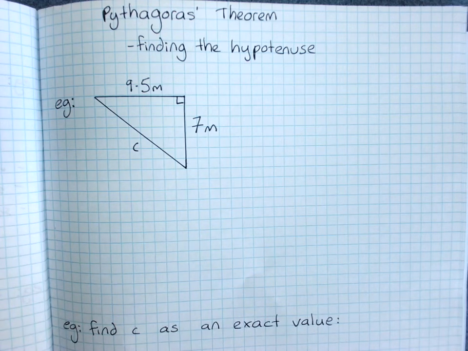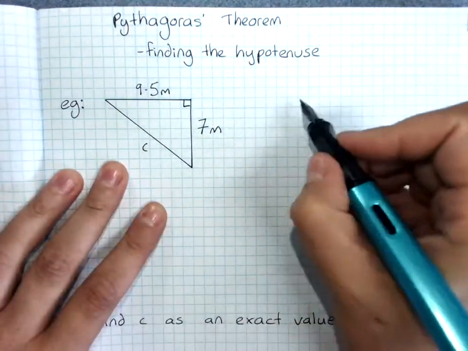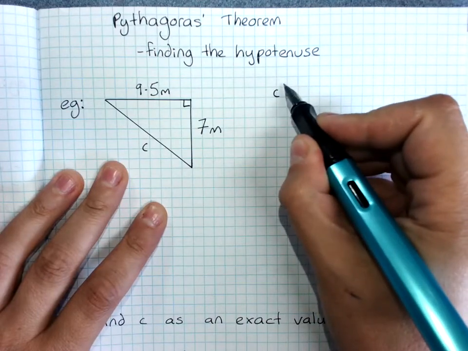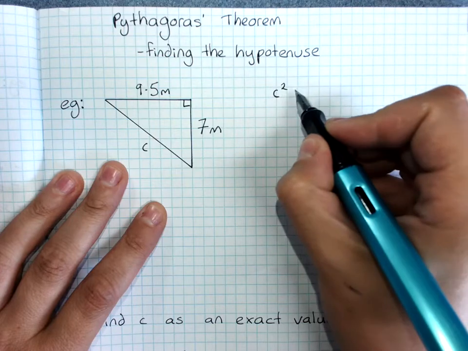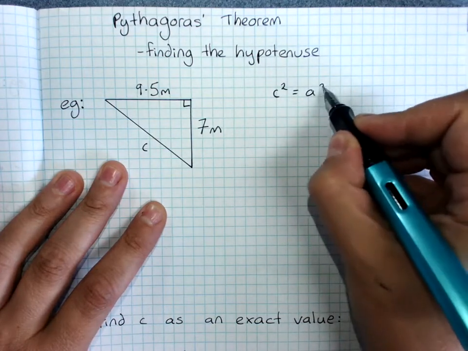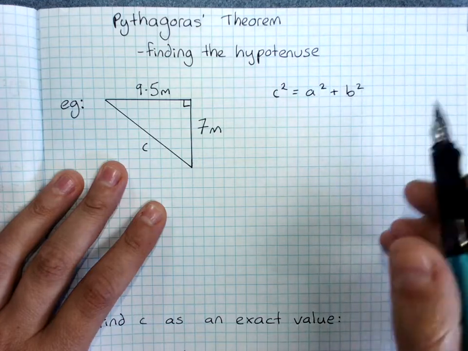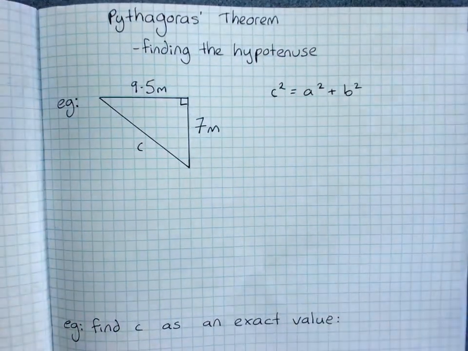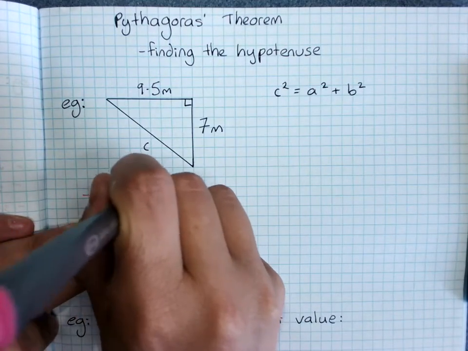Pythagoras' theorem, finding the hypotenuse. Our first use of Pythagoras' theorem is finding the longest side, the hypotenuse. Anytime we have any problem that has a formula associated with it, we write the formula to start off with. C squared equals A squared plus B squared. So just, if you need the reminder, write the formula.